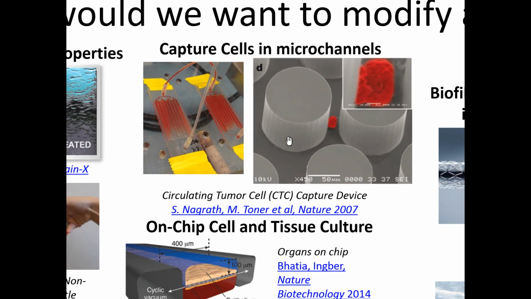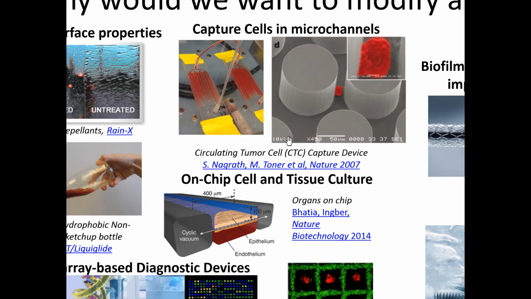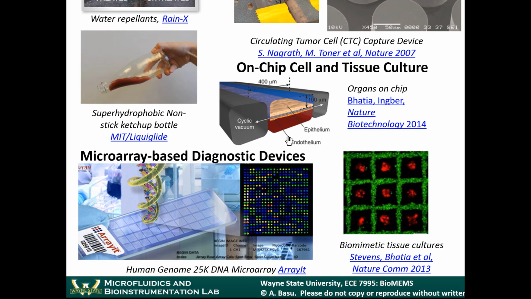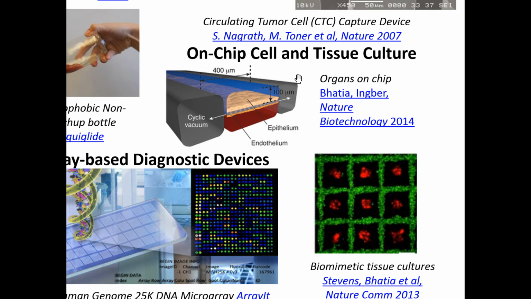By doing this, they're actually able to not only capture the circulating tumor cells, but also study them in situ using microscopy inside this microfluidic channel. Okay, so this is an example where the surface is functionalized to actually capture something. Other examples of this: one example has to do with cell and tissue culture.